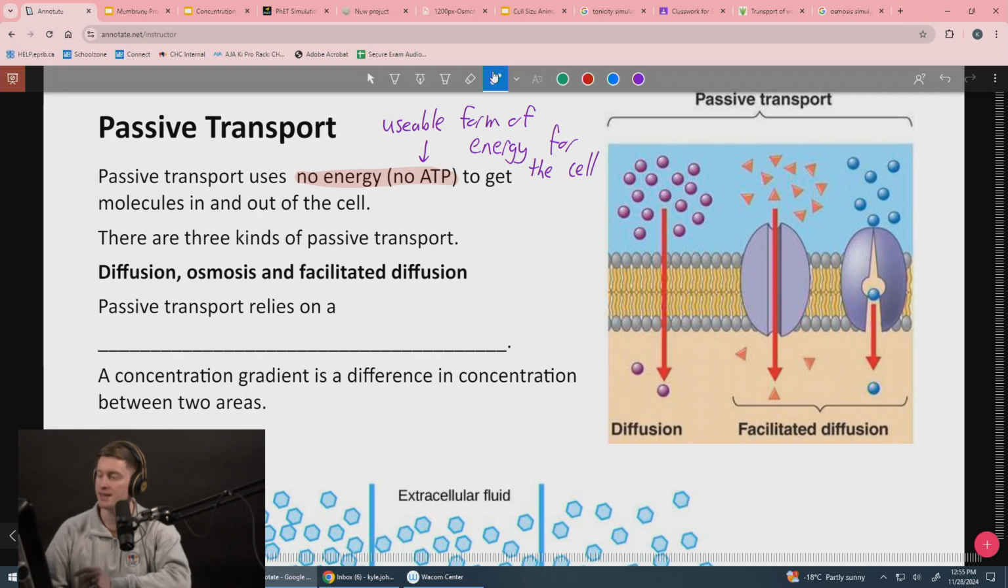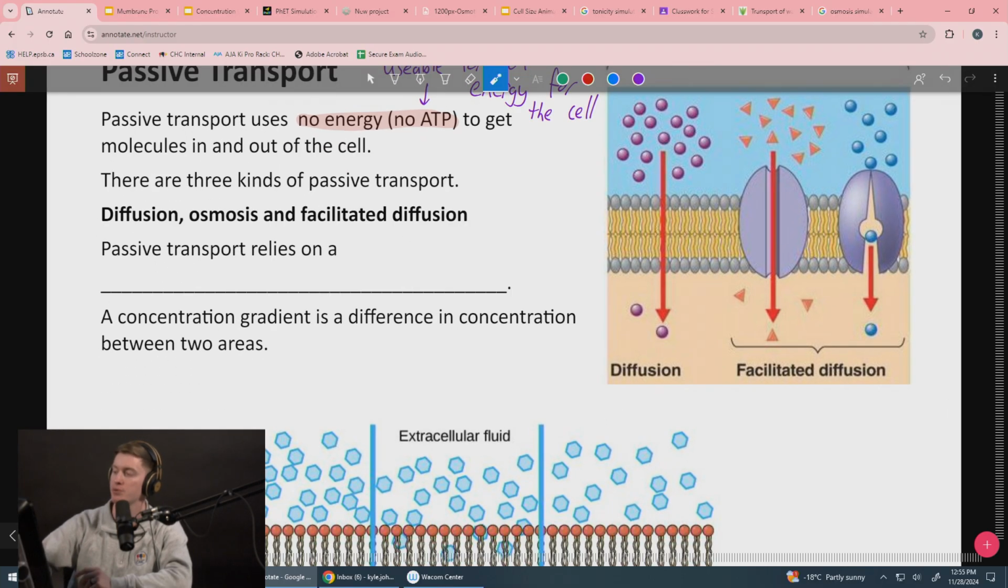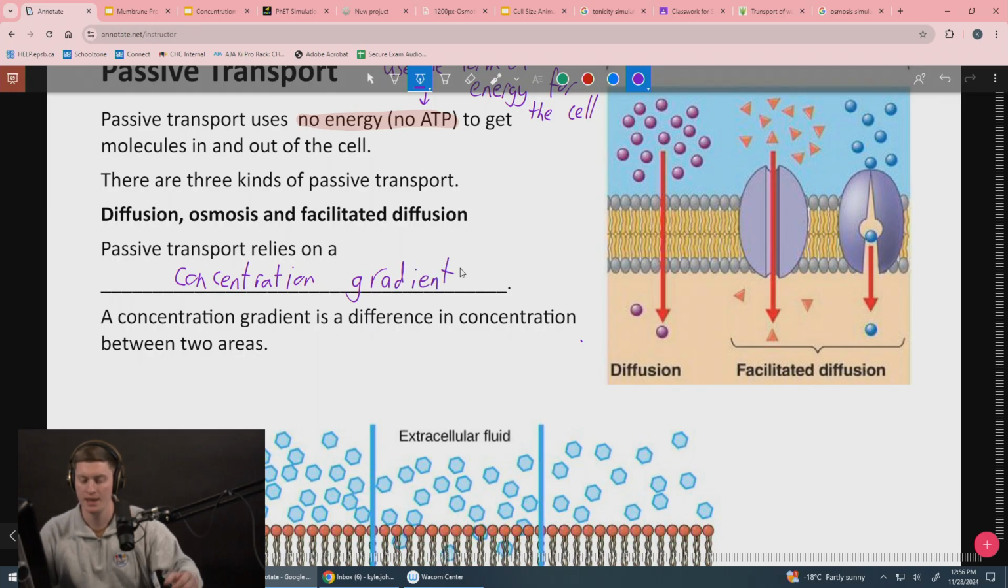There are three kinds of passive transport. This is transport that requires no cell energy: diffusion, osmosis, and facilitated diffusion. Passive transport relies on something called a concentration gradient. A concentration gradient is a difference in concentration between two areas.